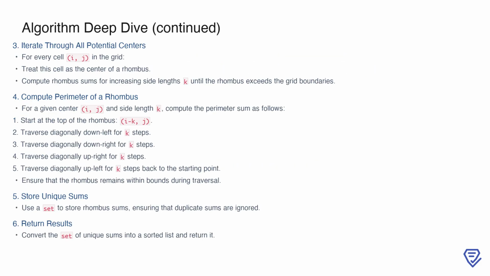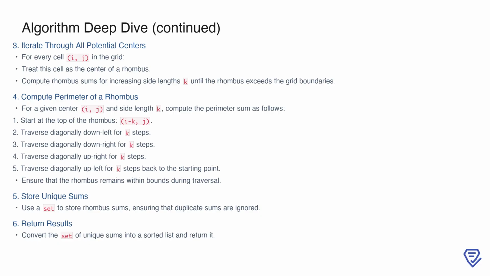To compute rhombus sums, the algorithm iterates over every cell in the grid, treating each cell as a potential center of a rhombus. For each center, we calculate rhombus sums by increasing the side length k until the rhombus exceeds the grid boundaries. Calculating the perimeter of a rhombus involves several steps. Starting at the topmost point of the rhombus, we traverse diagonally down left, then down right, followed by up right, and finally up left, returning to the starting point. This traversal ensures we capture all perimeter cells while maintaining the rhombus shape.